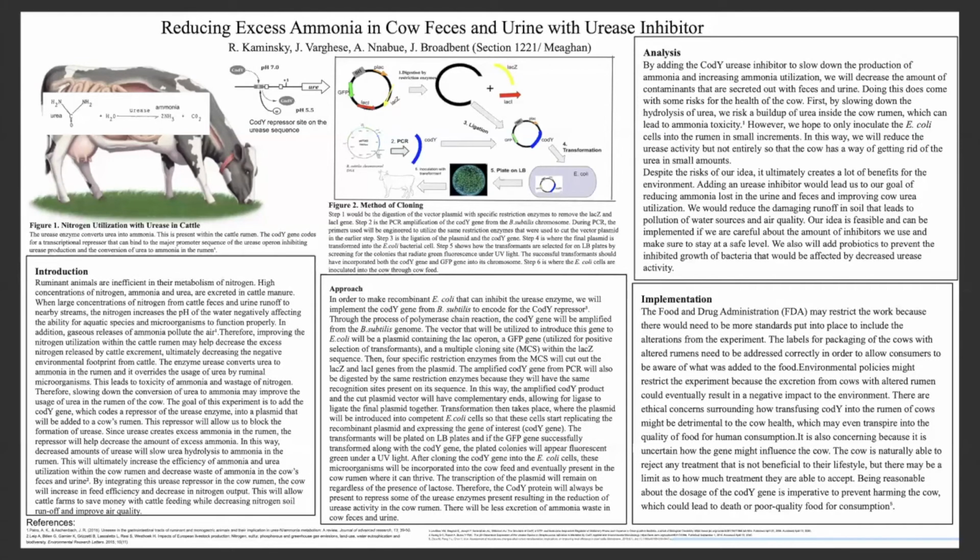We will also add probiotics to prevent the inhibited growth of bacteria that would be affected by decreased urease activity. The Food and Drug Administration may restrict the work because there would need to be more standards put into place to include the alterations from the experiment.